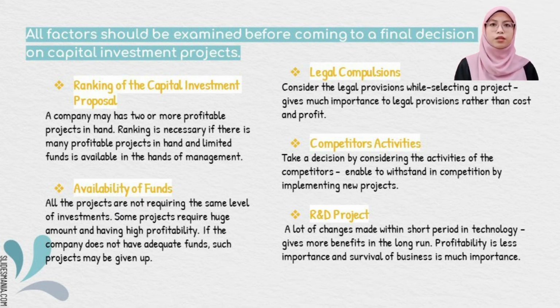Next, legal compulsions. The management should consider the legal provisions while selecting a project. As in the case of the leather and chemical industry, for example, there are a number of legal provisions created to protect against environmental pollution. Now, management gives much importance to legal provisions rather than costs and profits.